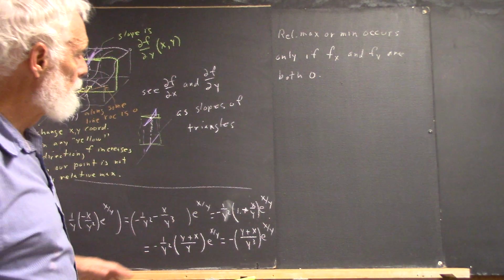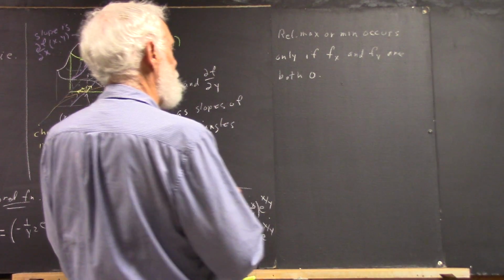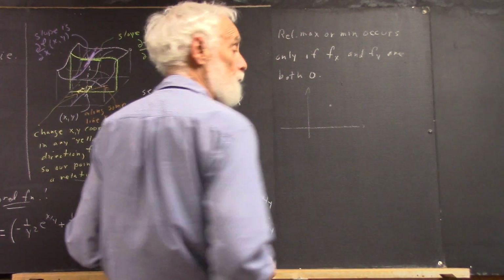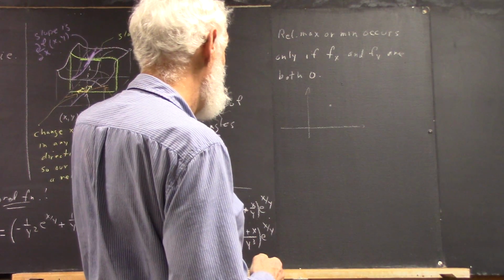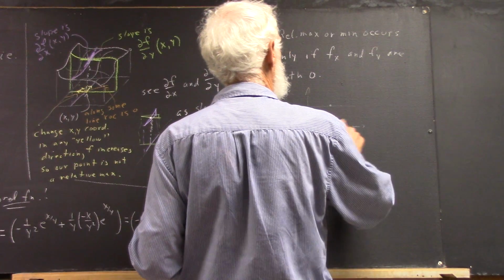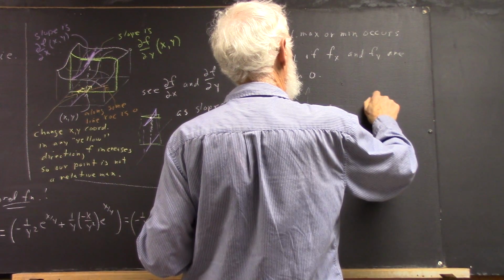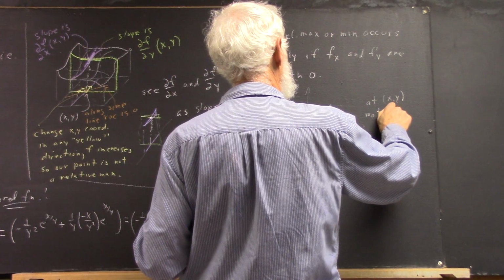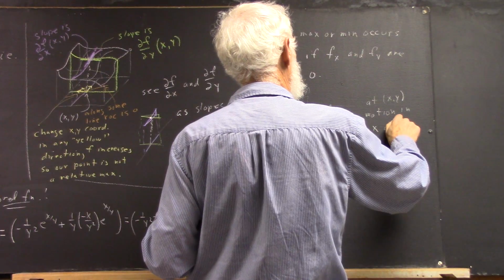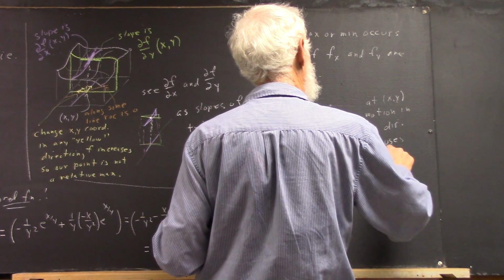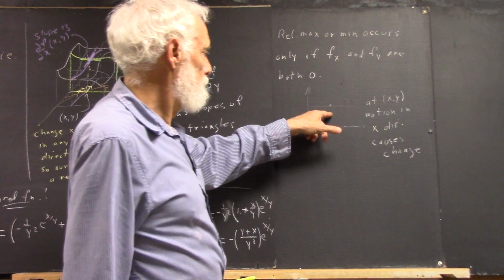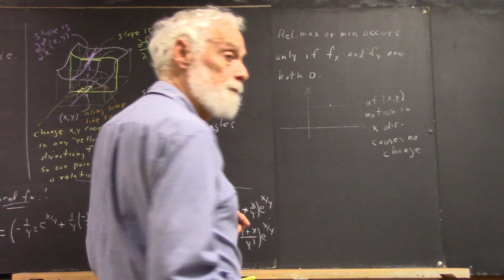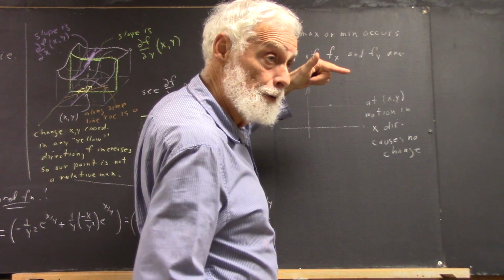I want to refer back to this, but I don't think I'm in shape to do that yet. It turns out that, okay, if you have a function, now let's just take the xy plane. Okay? And we have a point. If we move along this line, motion in the x direction causes no change. So the function stays level up here as you move in this direction. Okay?